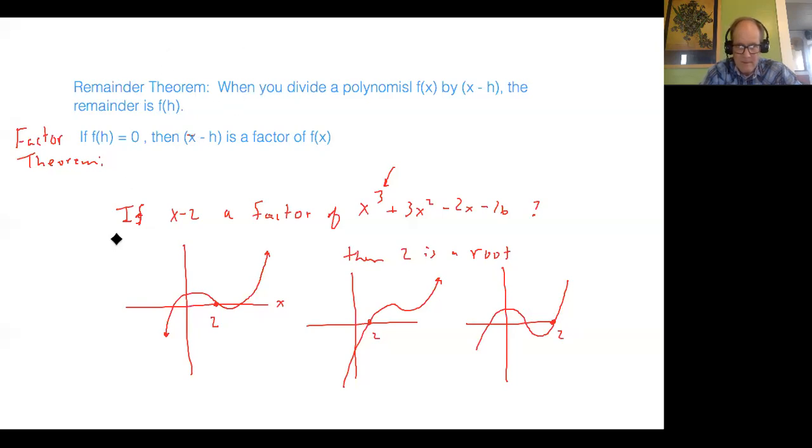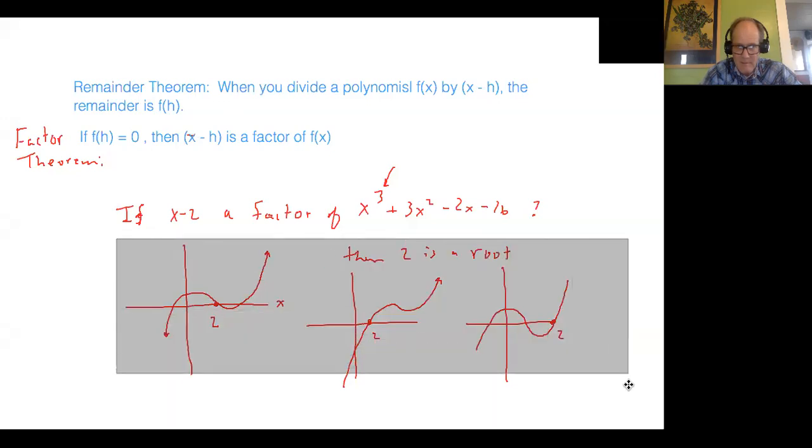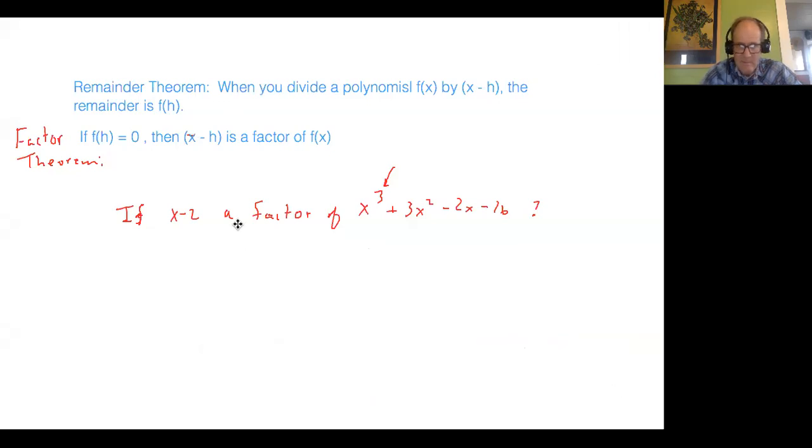Okay, and let's go back to our question, and let's see if we can figure this out. So using my factor theorem, oh, we already did that, and we come up with f of 2 equals 8 plus 12 minus 4 minus 16, which is 0.